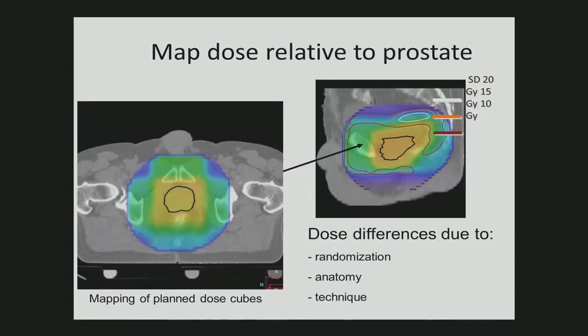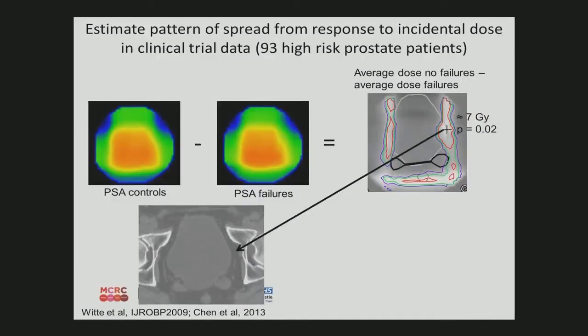And this was a randomization trial between two dose levels, so yellow is the low dose level, red is the high dose level. And you kind of think, well, the difference is going to be inside the prostate, isn't it? Because that's where the dose level has the biggest difference. But actually that's not the case. So we're talking here about high-risk prostate cancer patients. And so what we did is we calculated, very simple, the average dose distribution of the patients that were controlled and the average dose distribution of patients that failed. And lo and behold, to our surprise and delight, those average dose distributions were not the same, they were different.